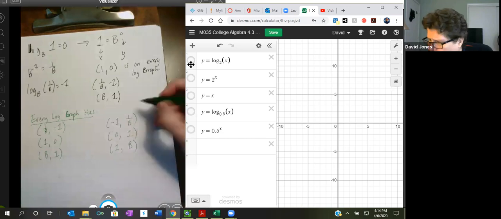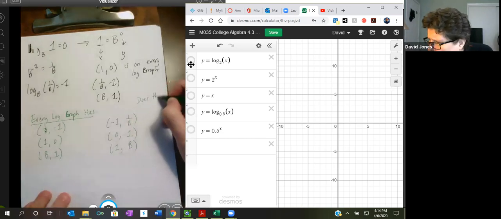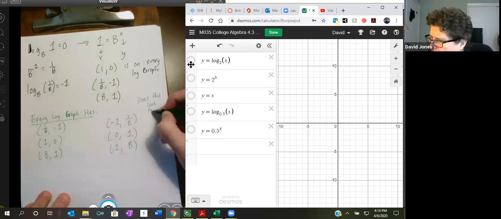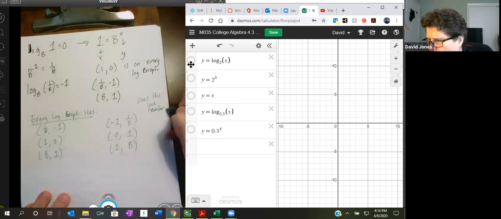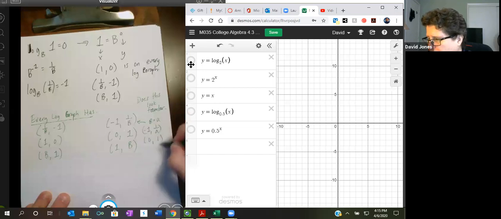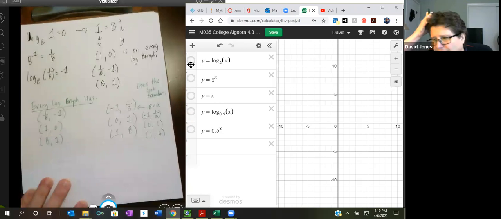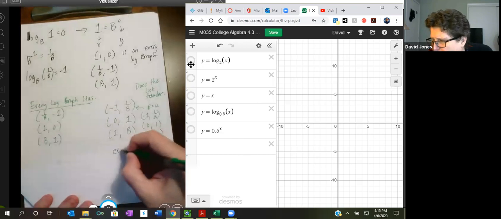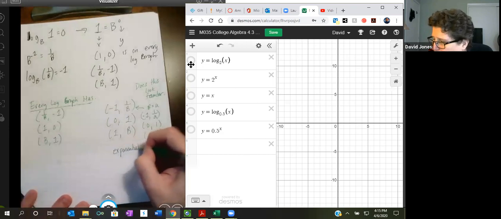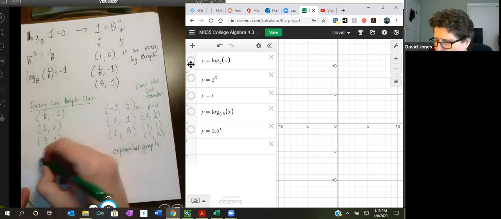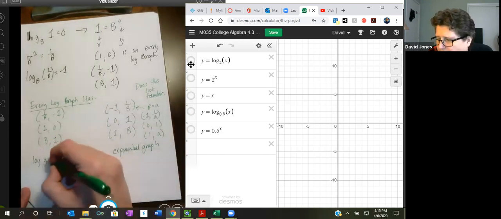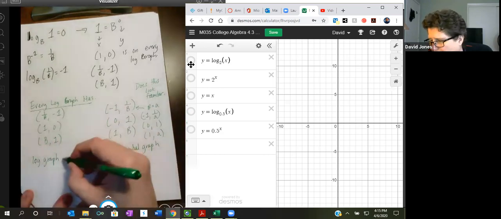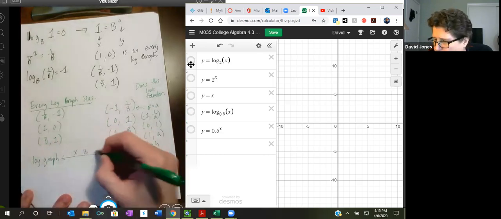Does this look familiar? What if I said b equaled a? And I had 1 over a, 0, 1, and 1, a. These were our base points on the exponential graph. And these are our basic points on the log graph. And the x and y switched.